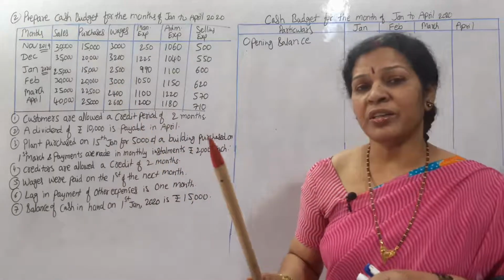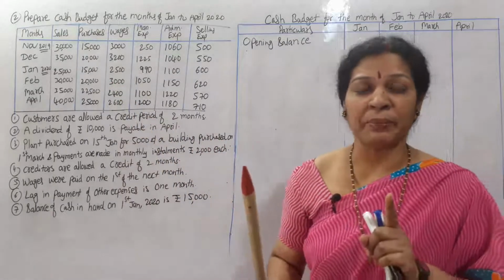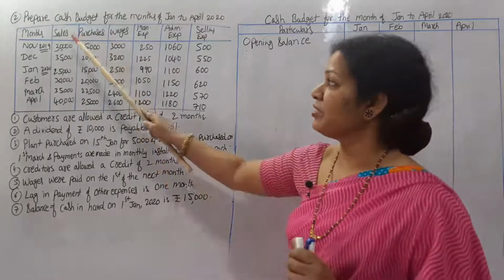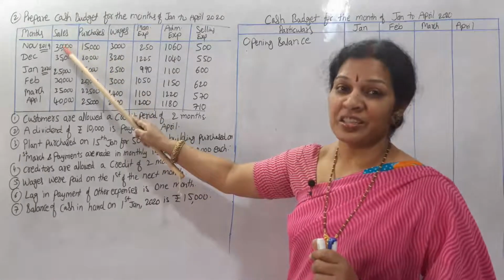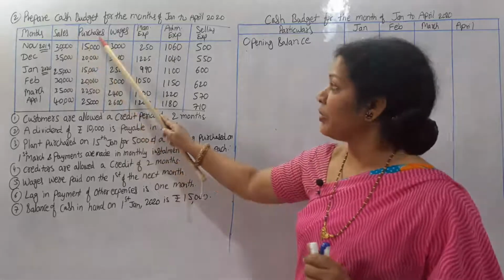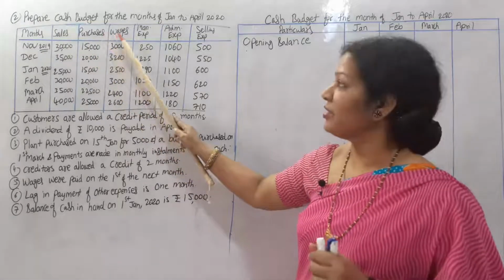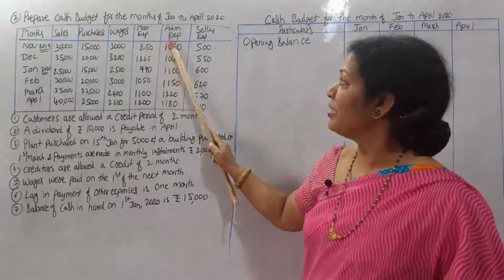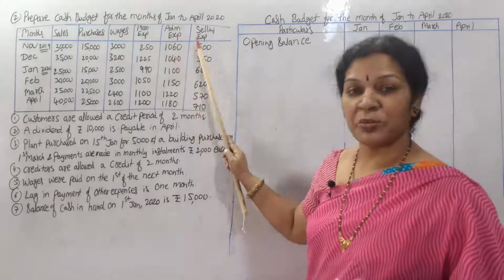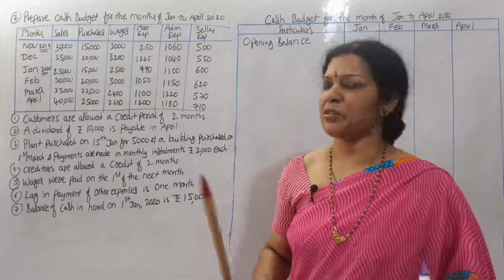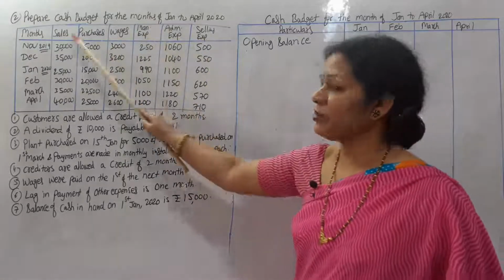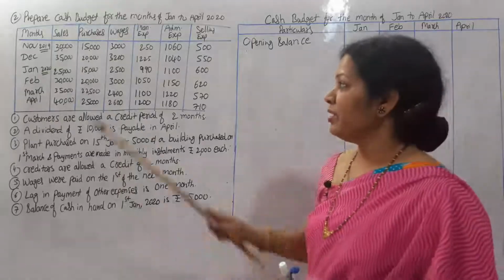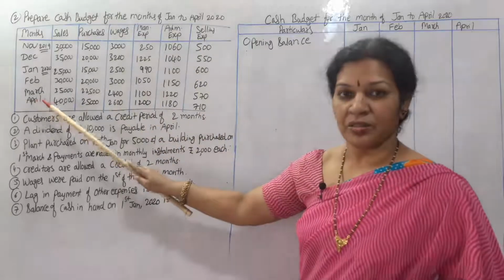Now what are the things given? For the cash budget we are preparing, you have to remember it is either receipt or payment. First, sales is a receipt. Purchases, payment; wages, payment; manufacturing expenses, payment; administrative expenses, selling expenses, these are also payments. All are payments except sales. Receipts we have only one. Got it.